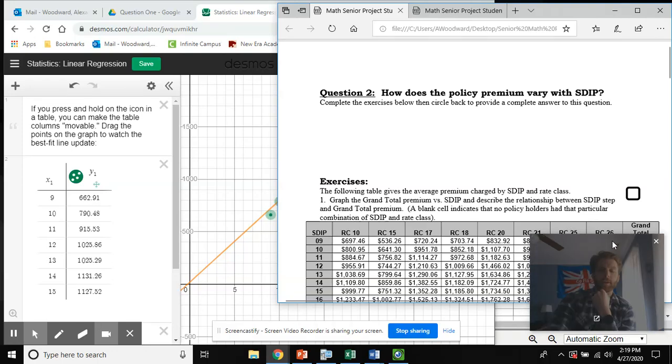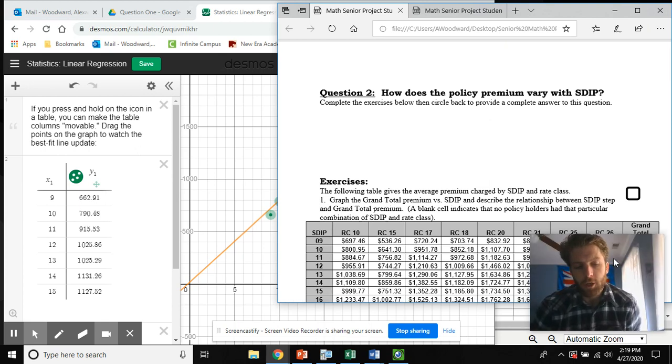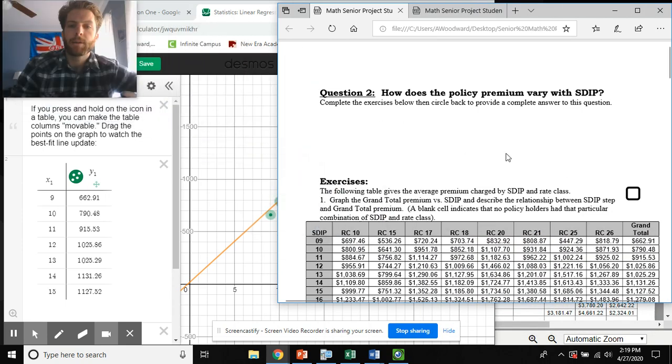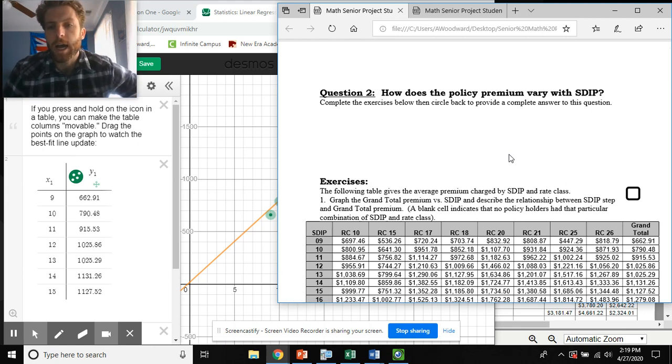Today, what I'm going to be doing is going over question 2 for the Math Senior project. I'm going to go over the theme of the project as well as what you have to do for exercise 1, 2, and 3. Okay, so I'm going to read the question for number 2. It asks us, how does the policy premium vary with SDIP?